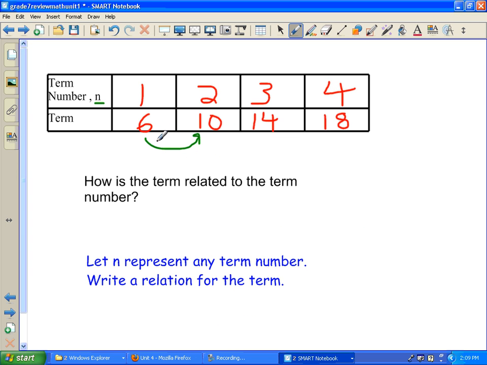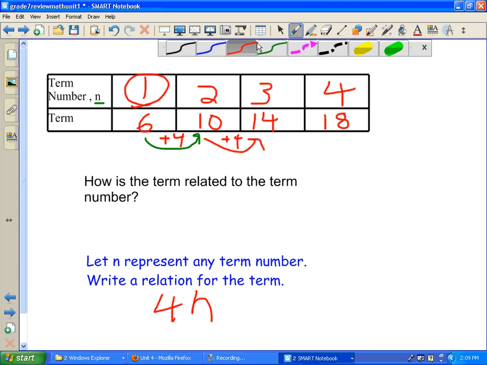So here's another one. We have the term numbers going up by 1, and we have the term going up by 4. By 4 again. So it's going up by 4, so we will do 4n. Now let's take this first one here and plug it in. So let's put 1 in for n. We've got 4 times 1 is 4, but we need to get to 6. So we're going to have to add 2 more to get to 6.